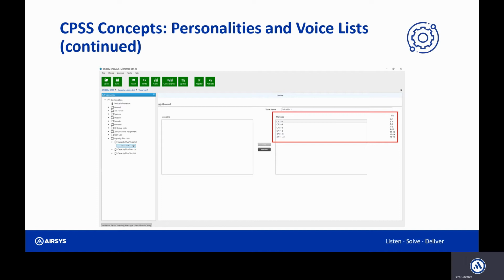Now if we look at the Capacity Plus voice list, this is where you add all of your repeaters as members in the voice list. So once you've added your channels in your channel pool, all of the channels will show up under the available section on the left-hand side. You then need to make these repeaters members of the voice list, and you have to add them to the right-hand side. And you'll notice that in the red box, the members are there, and on the right-hand side, you can see there's a column called IDs.